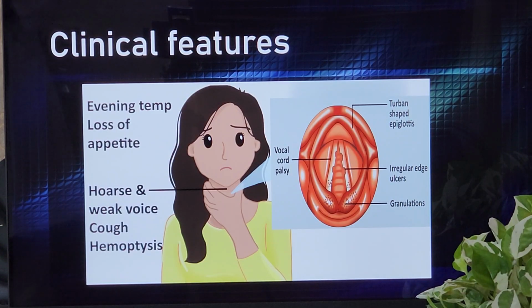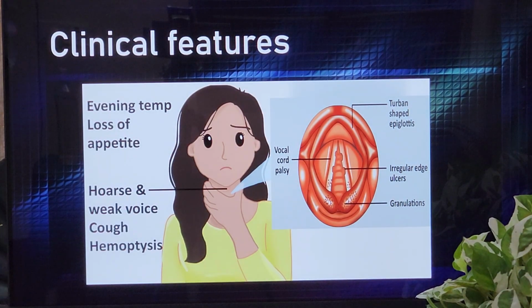The usual complaints are that the patients will say they have had evening rise of temperature and night sweats for a long time, along with loss of appetite. And of late, they have started getting change of voice, a weak voice associated with cough and odynophagia, which means whenever they eat, it's painful for them. Some patients may complain of blood stain when they cough.